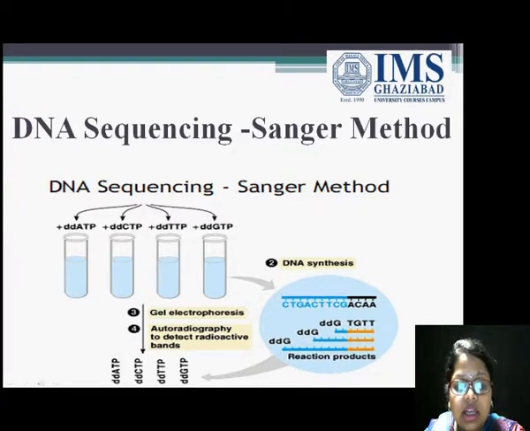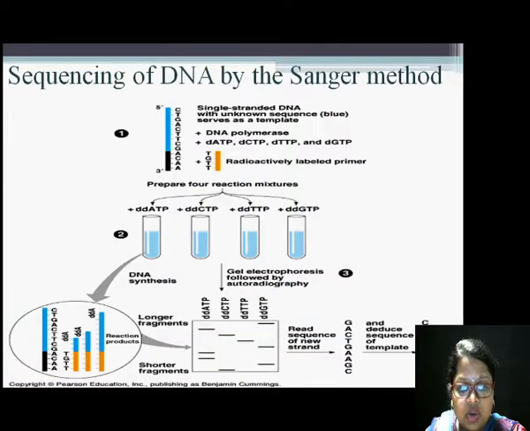After the reactions in the individual tubes, we go for gel electrophoresis, and then we go for the autoradiography study. As you can see in this figure, similarly, as we have discussed for this tube, we have the reactions for this tube also. You can see how the longer fragments are in the upper part of the gel and shorter fragments are moving on the lower side. So this is for ddATP, then ddCTP, ddTTP, and for ddGTP.